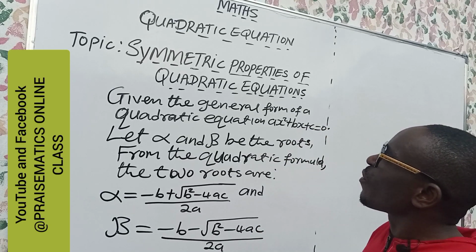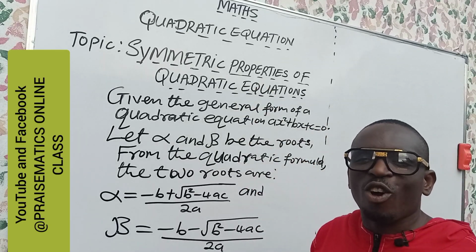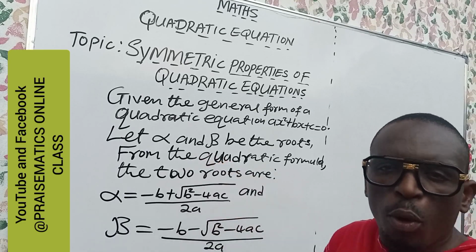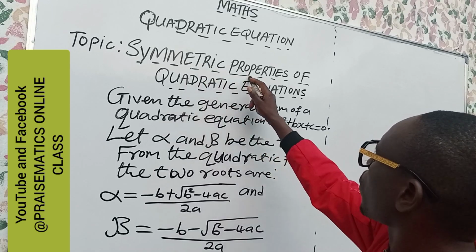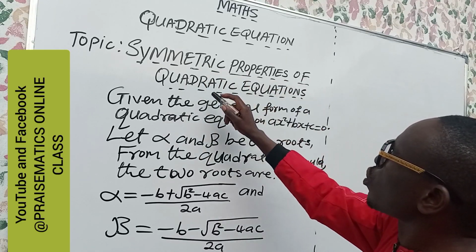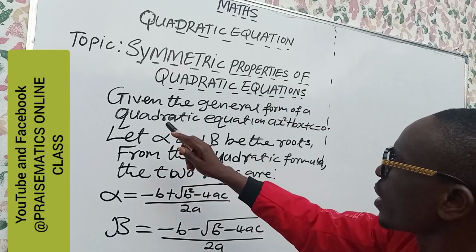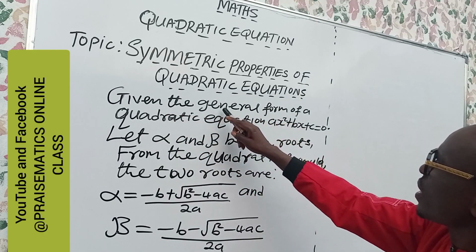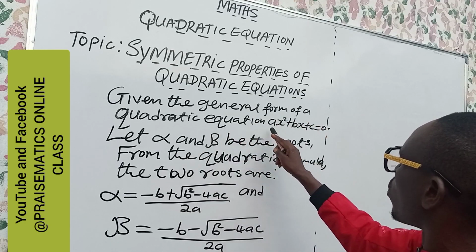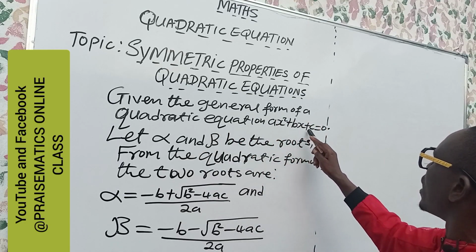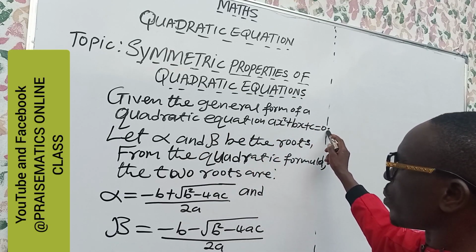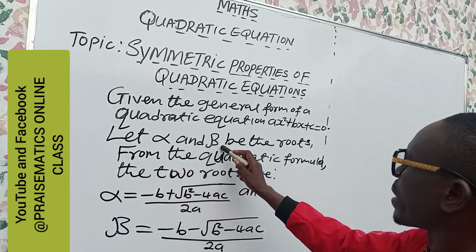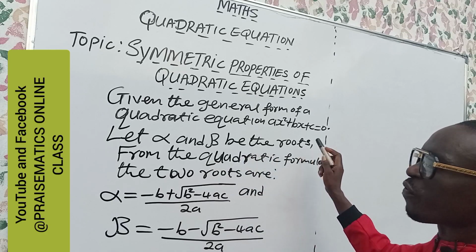In this class, we are still on the topic called quadratic equation. But today, we are going to look at a subtopic known as symmetric properties of quadratic equation. Given the general form of a quadratic equation, ax squared plus bx plus c equal to 0, let alpha and beta be the roots of the quadratic equation.